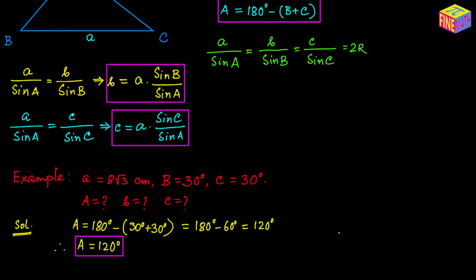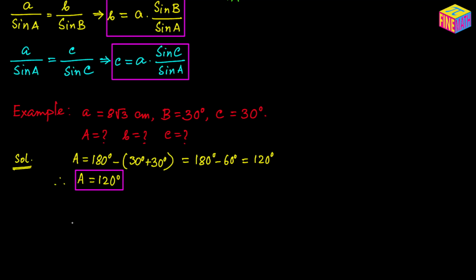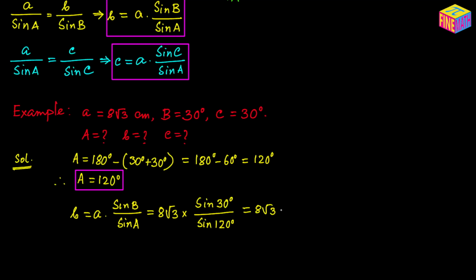Next, let's try to find the side length b. For side length b, we can use that formula. So b is equal to a times sine of B over sine of A, and that is equal to, what is a? Well, a is actually 8 times square root of 3, times sine of B, that would be sine of 30 degrees, over sine of A, that is sine of 120 degrees. That will be equal to 8 times square root of 3 times 1/2, since sine of 30 degrees is actually 1/2, and then sine of 120 degrees is equivalent to sine of 60 degrees, and that would be square root of 3 over 2.